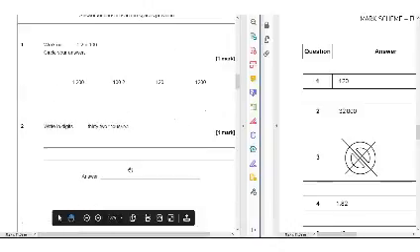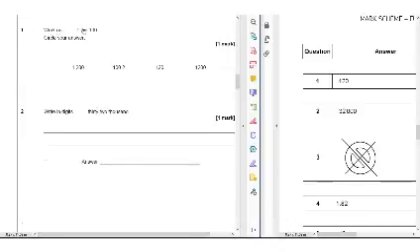Okay. Question 1, work out 1.2 times by 100. So what I'm thinking is the decimal point moves 2 places, 1, 2, so that would be 120.